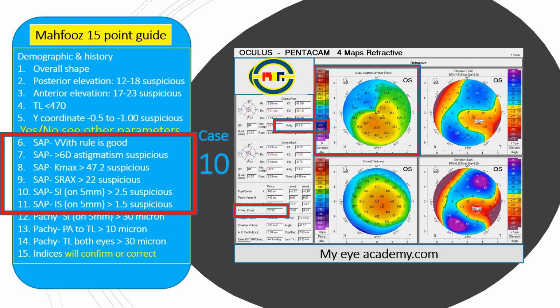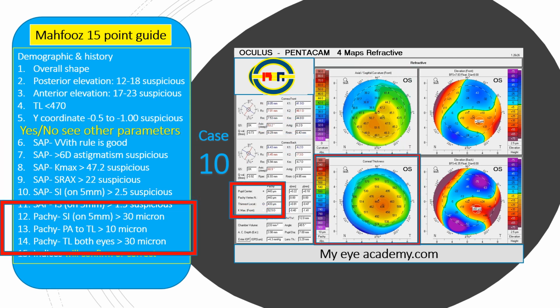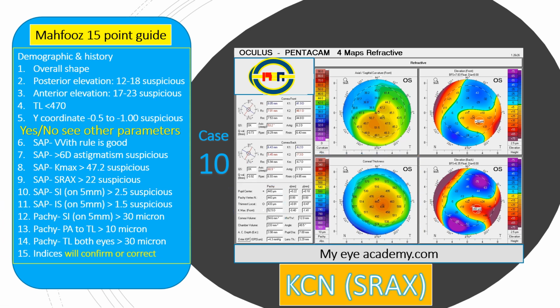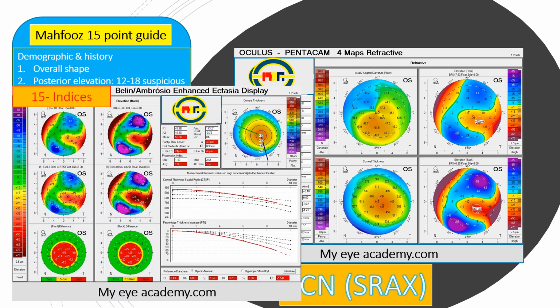And look at the Pecki maps. The difference between the superior and inferior is more than 30 micron, and the difference between the Pecki apex and thinnest location is more than 10 micron. So all these confirm it is a keratoconus. So this is a keratoconus with the big SRAX, and we can confirm it with the indices. All the indices are within the red range. Look at the indices here and look at the Belin curve here. Everything is abnormal. So indices confirm our findings.